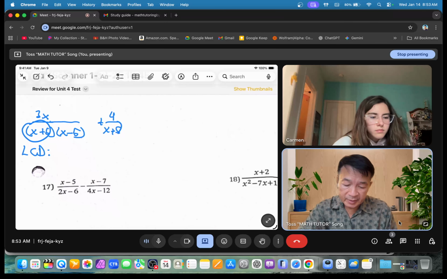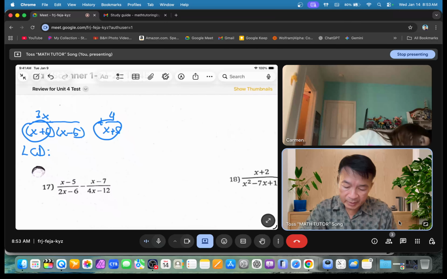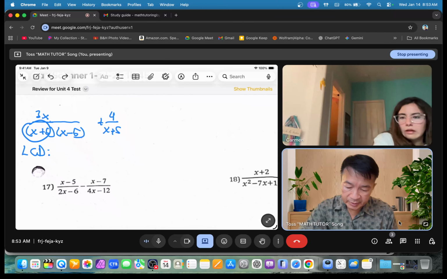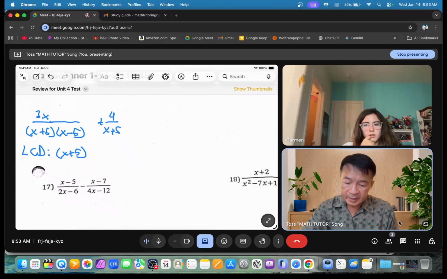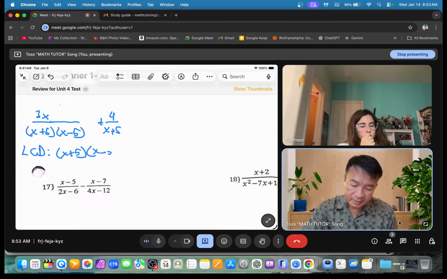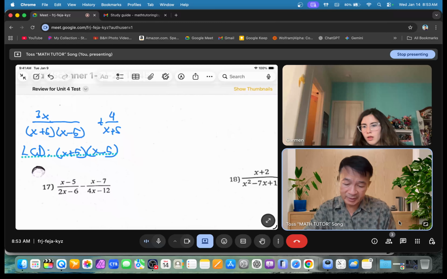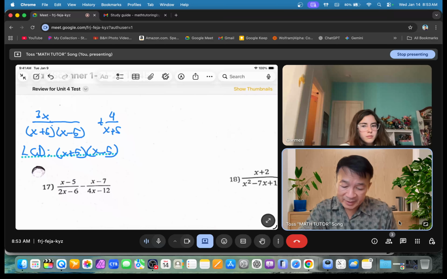If you ever see the denominator being the same, you only need to write it once. So, for example, part of the LCD will be x plus 5. And then this one is different, so you're going to gather that as another factor. So this is your LCD.